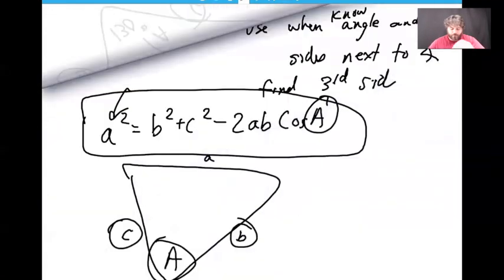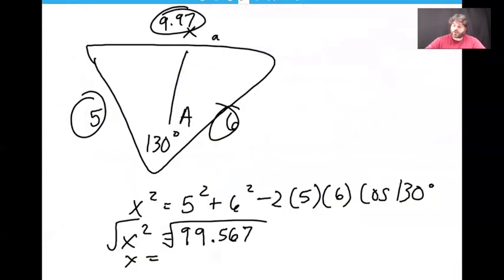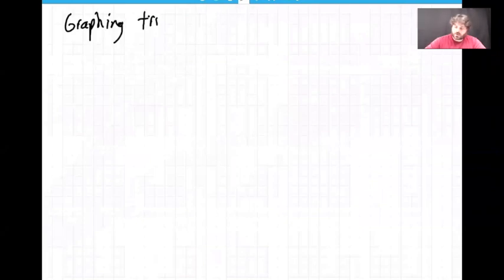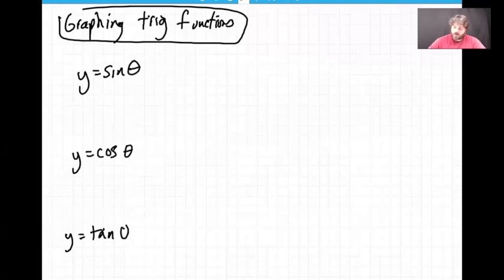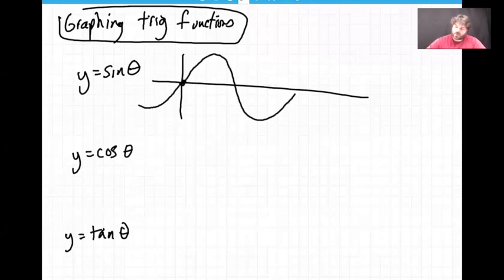Okay. All right. Next thing we're going to talk about is graphing trig functions. Okay, so the main ones are sine, cosine, and tangent. All right, these are the three that you've got to kind of know without a calculator. So here we go. Sine always starts at 0 and then goes up like this. It also goes backwards, but we're just going to focus on this first little piece here.